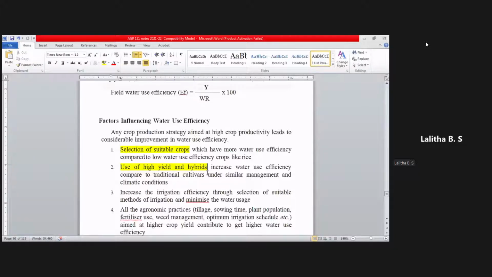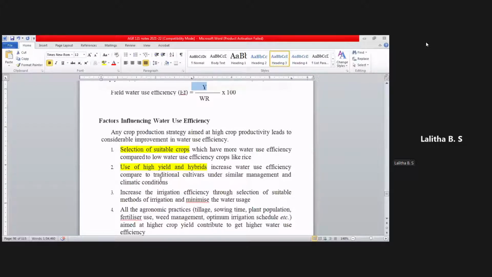Increase water use efficiency. Why? Because they're going to give more yield. Water use efficiency, or field water use efficiency, is yield divided by either water used or evapotranspiration. Whenever the numerator is more, automatically we are going to increase the efficiency compared to the traditional cultivar. Cultivars and variety are one and the same word. So we can go for the hybrids or high yielding varieties rather than the local traditional cultivars, under similar management and climatic conditions.